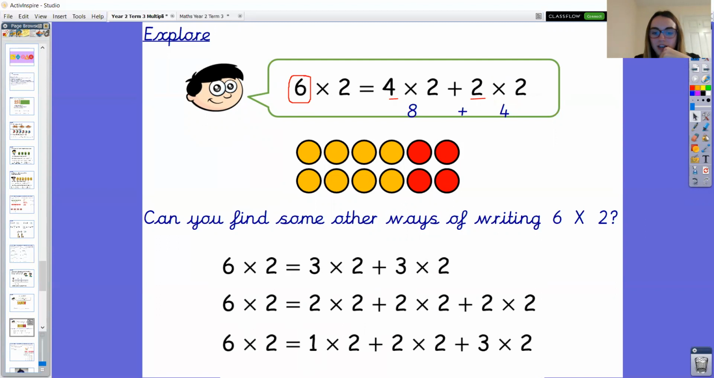You could have also written 6 times 2 is the same as 1 times 2, add 2 times 2, add 3 times 2. So that would be the same as saying 6 times 2 is the same as 2, add 4. So in your head, 2 add 4, that's where it's 6. Add 6 more. Okay, so you're finding different ways of finding the same total, so the same product, but writing different multiplications.